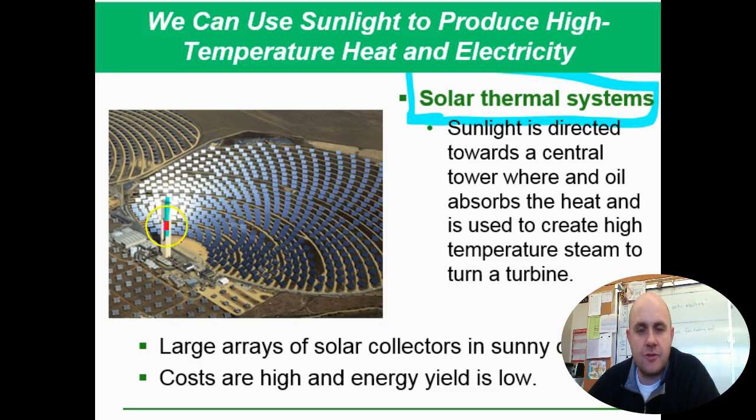This is a huge central tower right here, and these are all mirrors. The sun hits the mirrors and bounces it at that tower. And that tower is where they have like a special oil that heats up. Think of it like a magnifying glass. All that sun is hitting that one spot and heating it up. And that hot temperature then can turn a turbine and generate electricity.